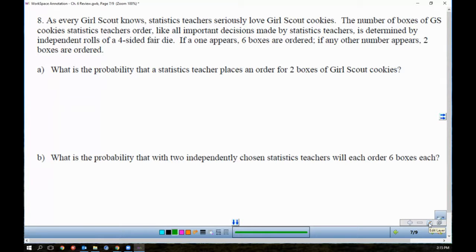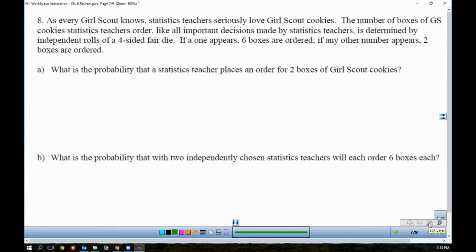The number of boxes of Girl Scout cookies statistics teachers order, like all important decisions made by statistics teachers, is determined by independent rolls of a 4-sided fair die. If a 1 appears, we order 6 boxes. If any other number appears, then we order 2 boxes.